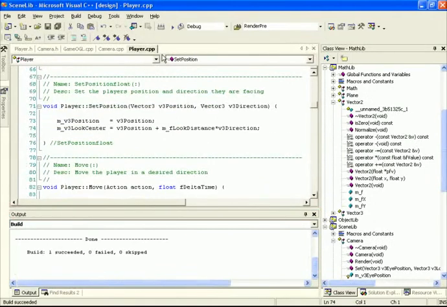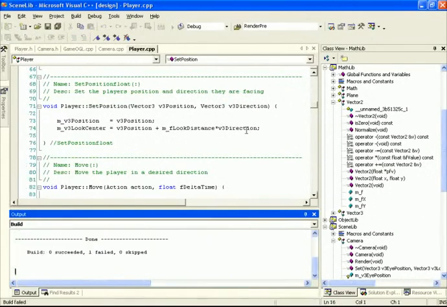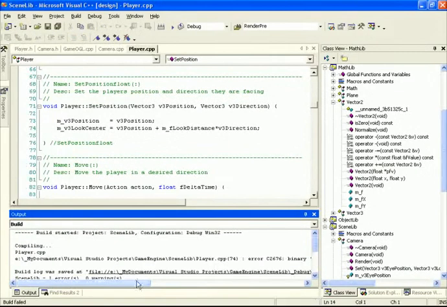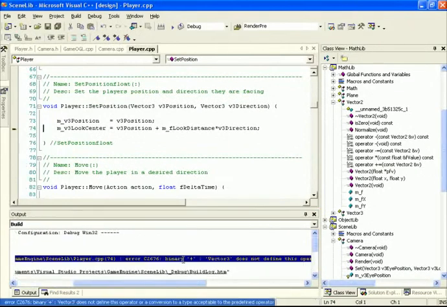And player.cpp, can we compile him? Not yet. He's still getting this binary plus sign error. Let's take a look at the way we've implemented our vector3 to see if we have the ability to take a vector3 and add it to a floating point number.